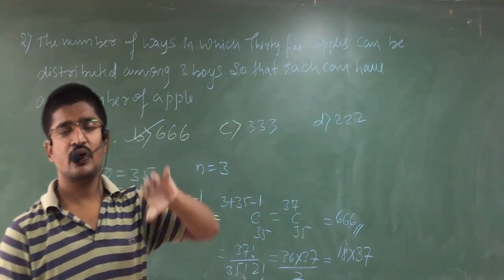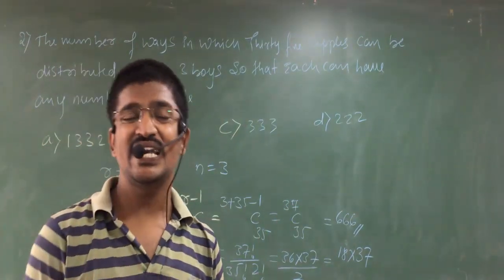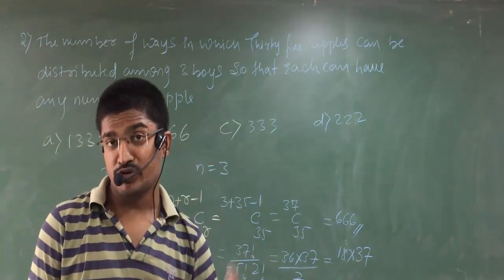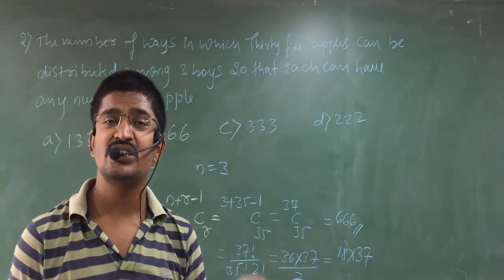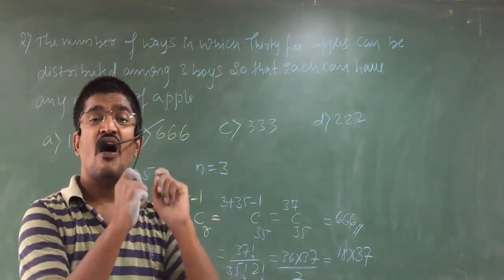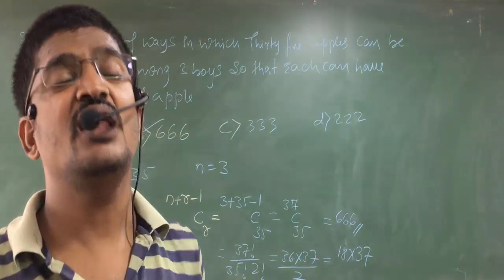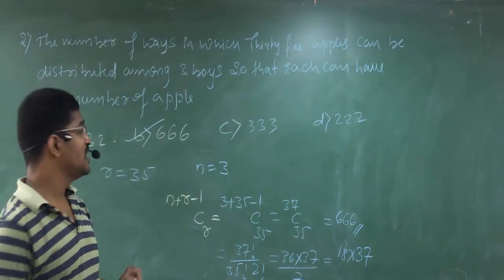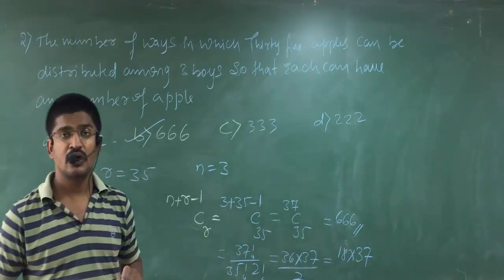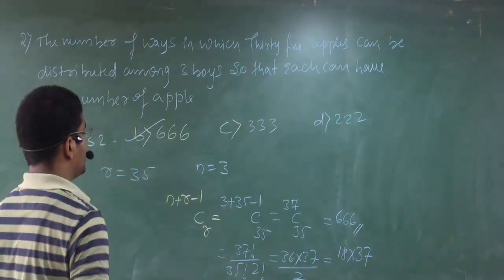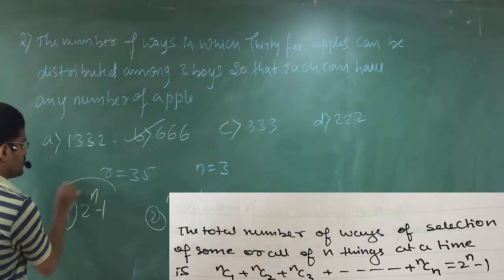So please make a note that when n number of objects are there, from that r are taken, or r are distributed according to this, or r are selected, where r can be repeated for any number of times, that number of ways can be calculated with n plus r minus 1 C r. This is one formula, and the first one was 2 to the power n minus 1.